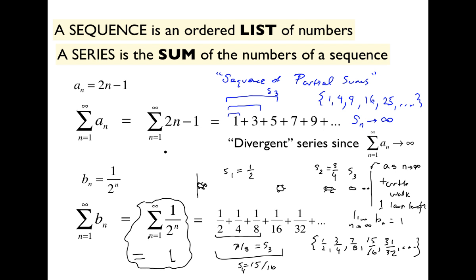Okay, cool. So this is a convergent series. The sequence of partial sums converges to 1. Therefore, the series equals 1. And the turtle makes it all the way across.